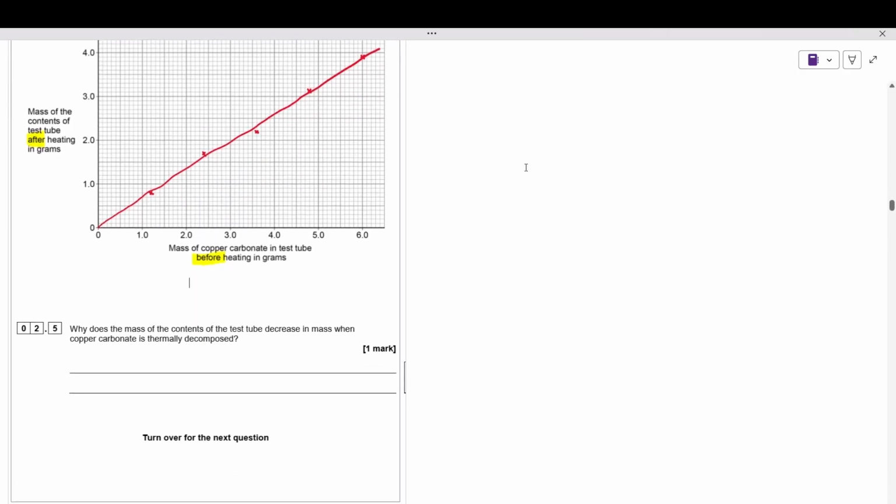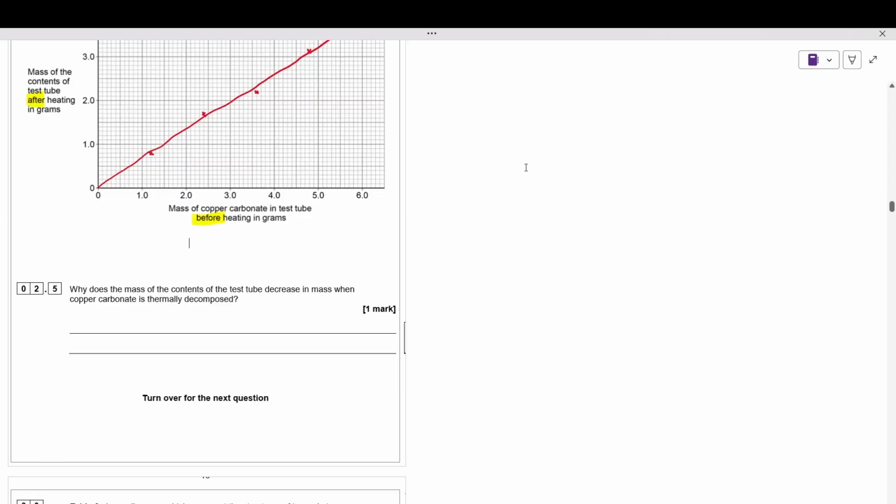Now let's carry on to 2.5. Why does the mass of the contents of this test tube decrease when copper carbonate is thermally decomposed? There's something I want to draw your attention to. We are heating a carbonate, and because we're heating a carbonate, it means that a gas is going to be formed. And yes, you think it, CO2.